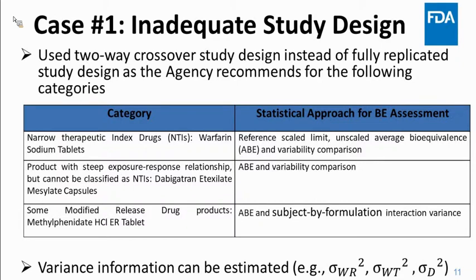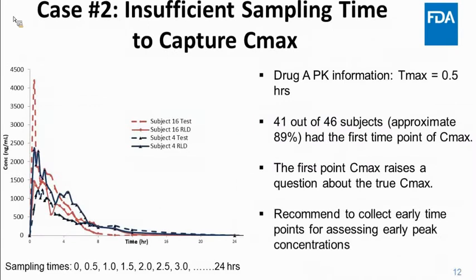3, for some modified release drug products, like methylphenidate ER tablets, to ensure the switchability between the brand and the generic drugs, subject by formulation interaction for each PK parameter is recommended in addition to the establishment of average BE. So here is case 2.